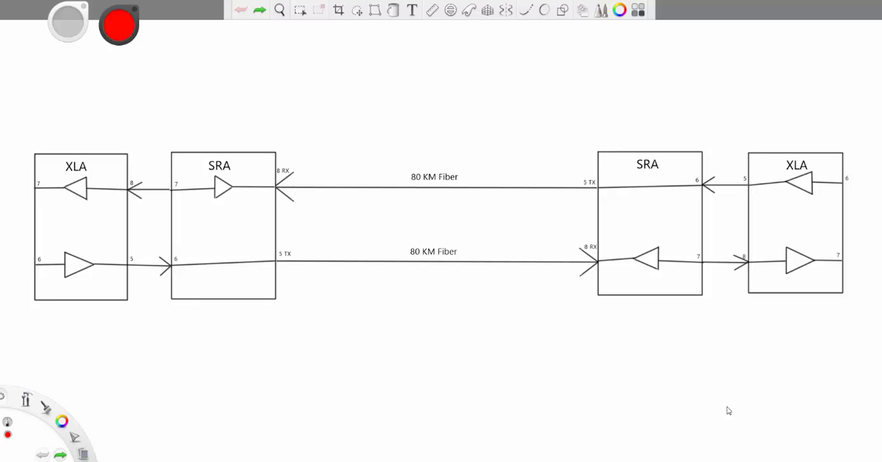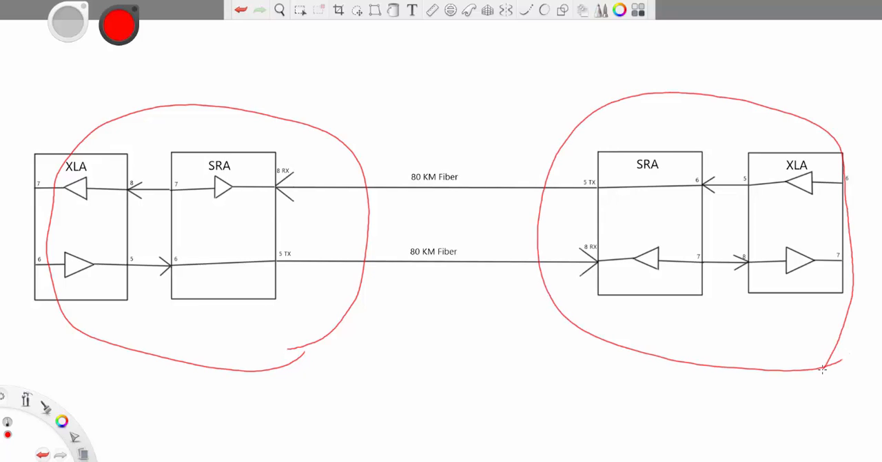This is a basic demonstration on how Raman amplification works on the DWDM network. In this scenario, I have the 6500 card types drawn out, but the concepts still apply to the Ciena core stream devices. As you can see here, circled in red, this is one node, and then the other side is another node, separated by 80 kilometers of fiber.